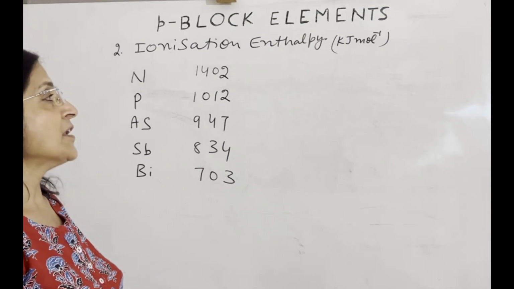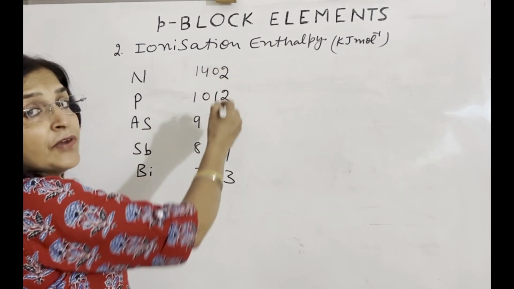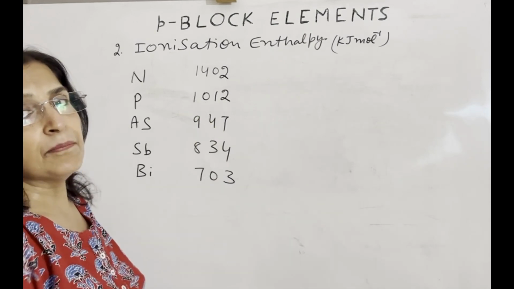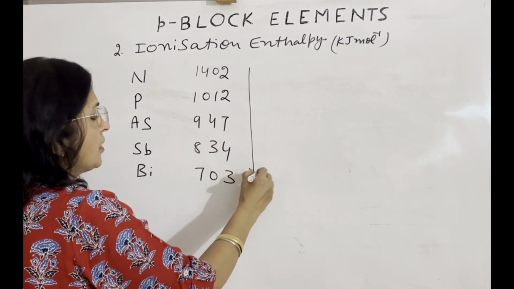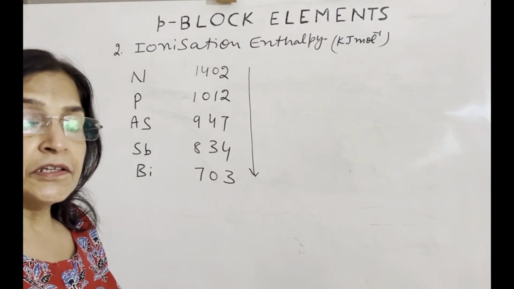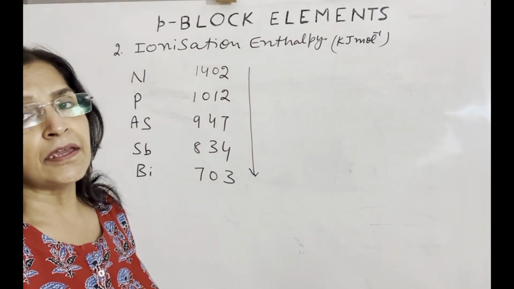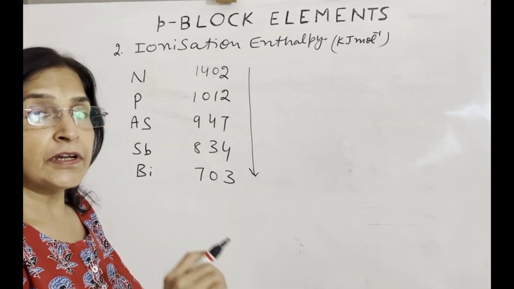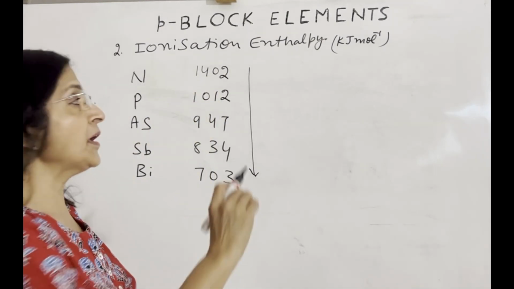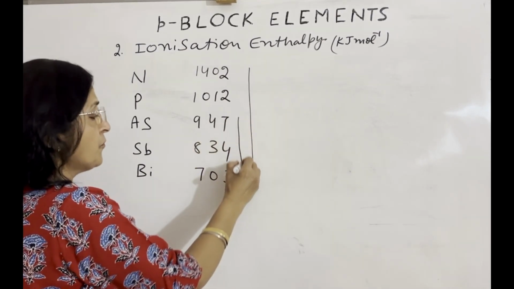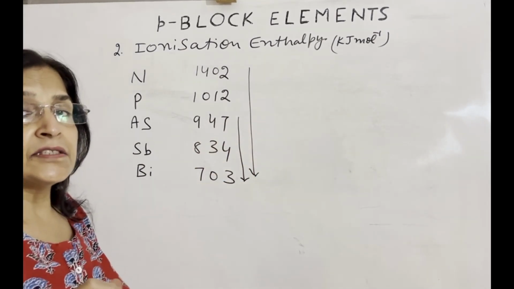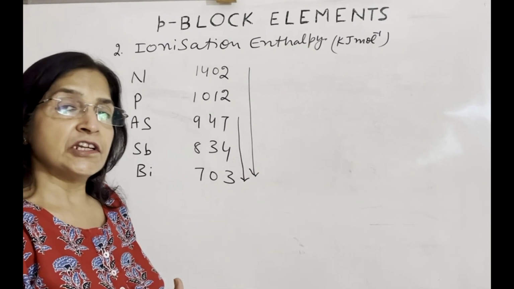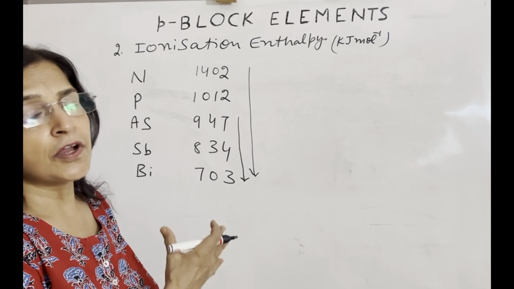Now, next is ionization enthalpy. These are the values of first ionization enthalpy of these elements. As we move down the group, ionization enthalpy decreases because atomic radii increases. As we move from nitrogen to phosphorus, the difference in ionization enthalpy is much more. But as we move from arsenic to bismuth, the change in value of ionization enthalpy is small. Same explanation as we discussed in the case of atomic radii.